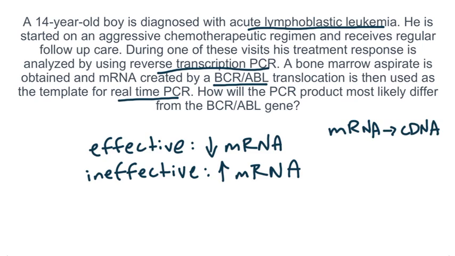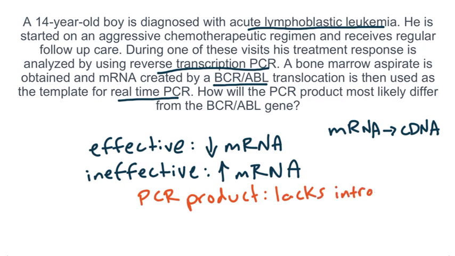As you can imagine, the quantitative results of real-time PCR provide incredibly valuable information because they tell us how much mRNA the cancer is producing. Because mRNA lacks introns, the cDNA PCR product will also lack introns. So in answer to the question, the PCR product will most likely lack introns, which is how it will differ from the BCR-ABL gene.